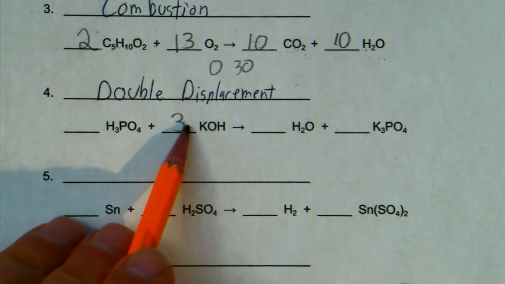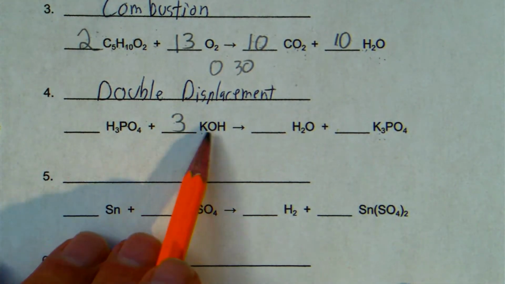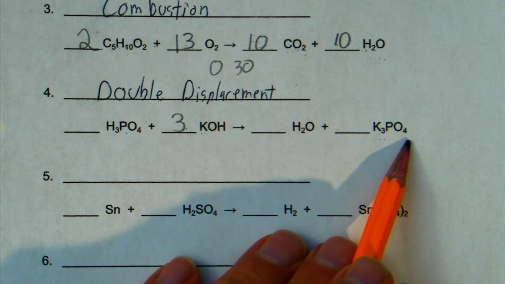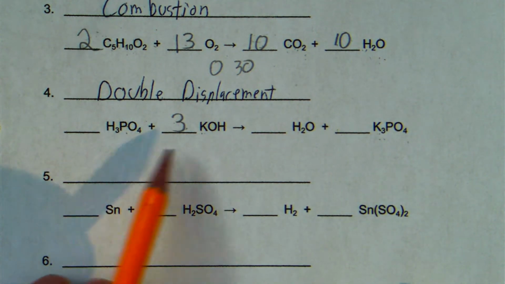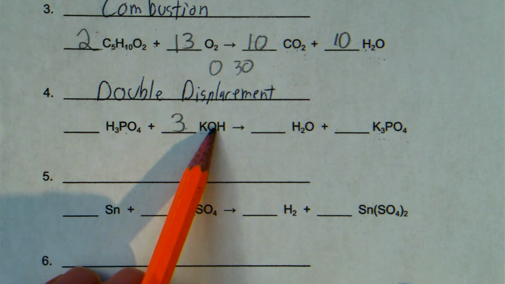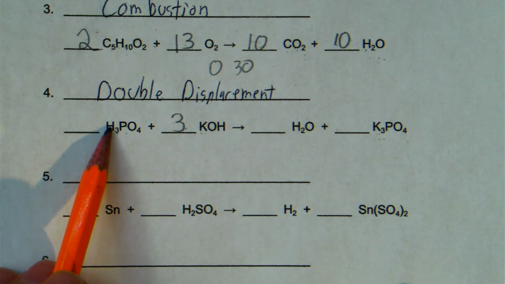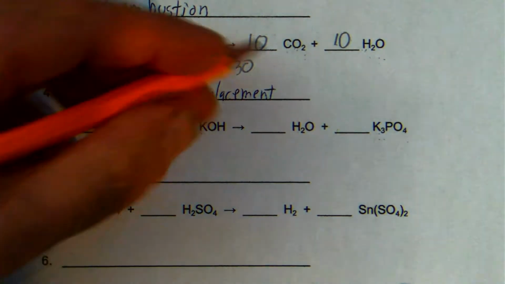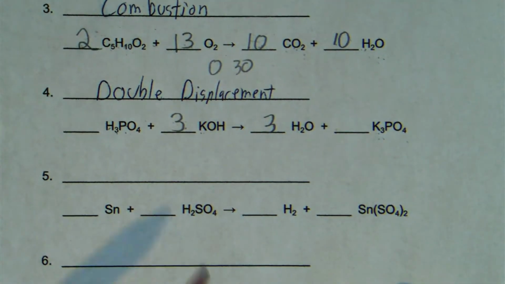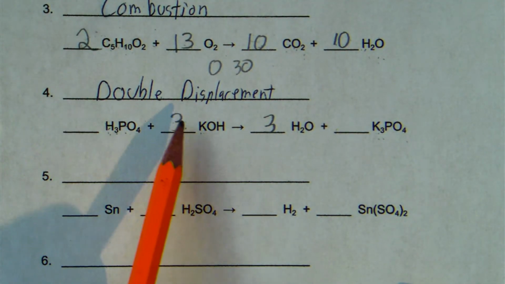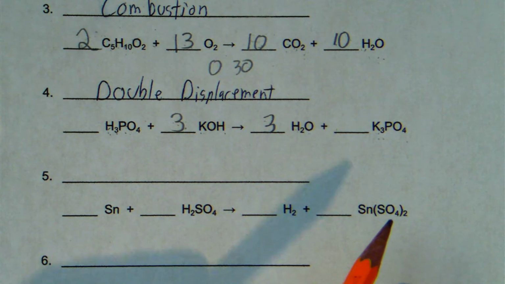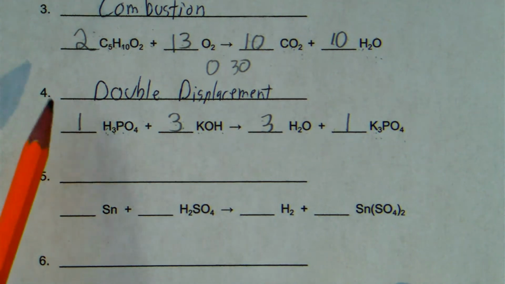So I have 3 potassiums on the left, 3 potassiums on the right. That's why I put the 3 here. I have 1 phosphate on the left, 1 phosphate on the right. Now I have 3 hydroxides and 3 hydrogens on the left. If I combine them, that could give me 3 water molecules on the right. Each of these 3 H's go with each of these 3 hydroxides to create 3 H2O water molecules. And therefore, I would do a coefficient of 1 for the remaining ones and see how this goes.